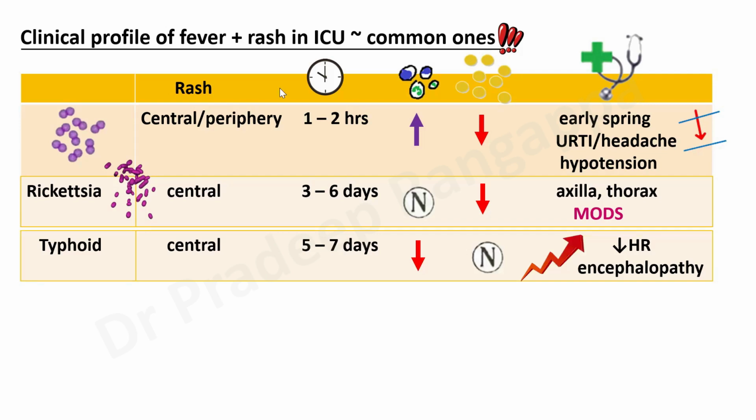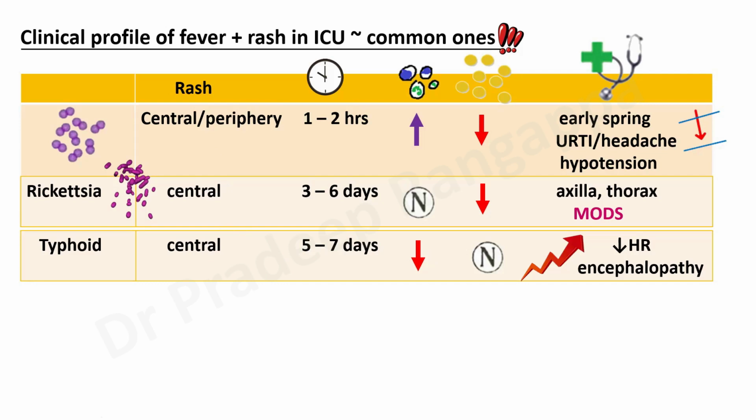So typhoid also we see in ICU. Here the rash is central. It is not present in the extremities. It occurs much later, 5 to 7 days after the onset of fever. And I'm sure most listeners would know in typhoid there will be leukopenia. White cell count will be low.